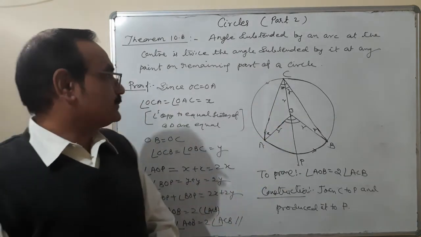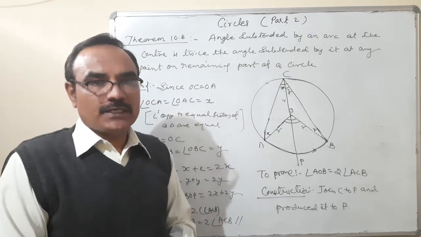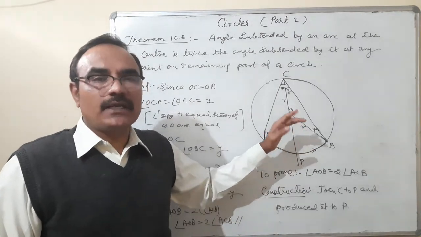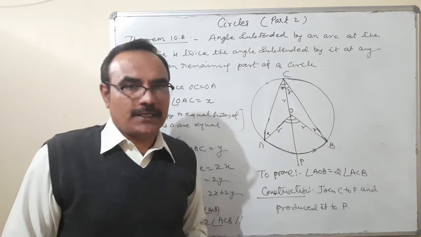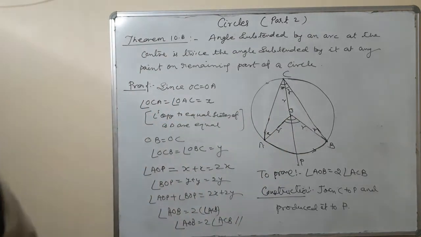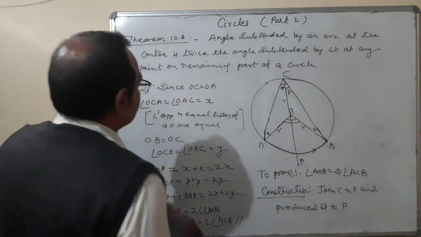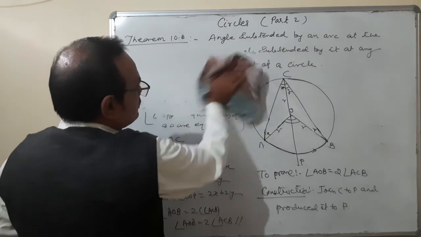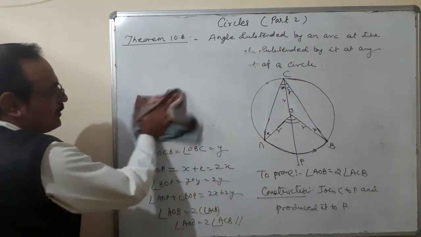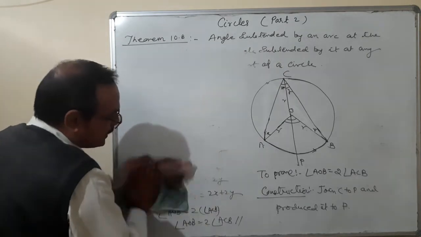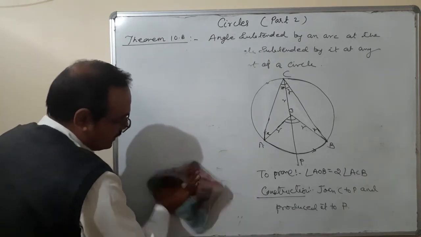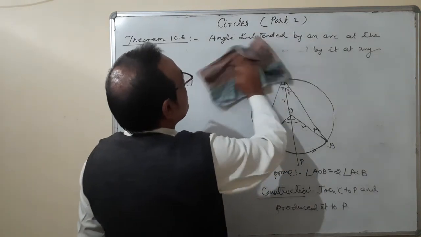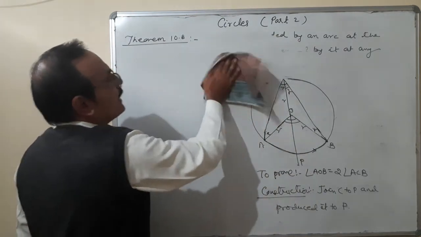So friends, this is the theorem. As I told you, it is the backbone of this chapter, circles, a very important theorem. Angle subtended by an arc at the center is twice the angle subtended by it at the remaining part of the circle. There are also some corollaries or supplements of this theorem, which we can understand through the diagram. One is: angles on the same segment of a circle are equal. And another is: angle on a semicircle is a right angle.